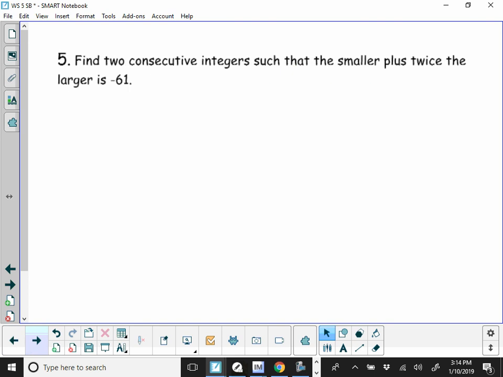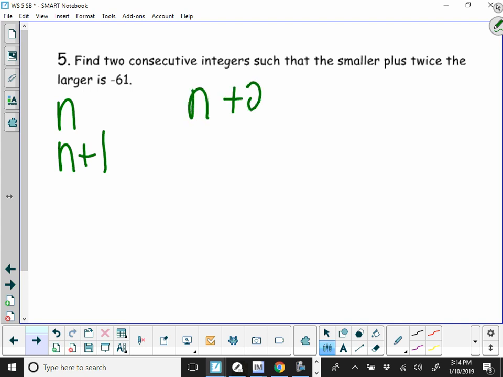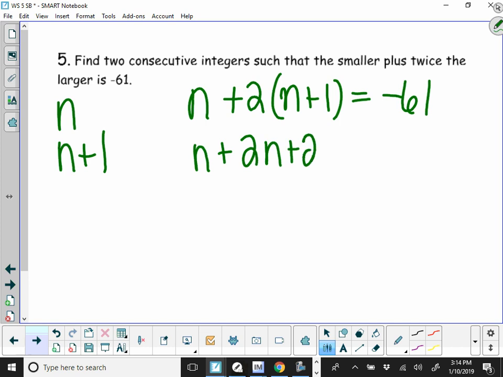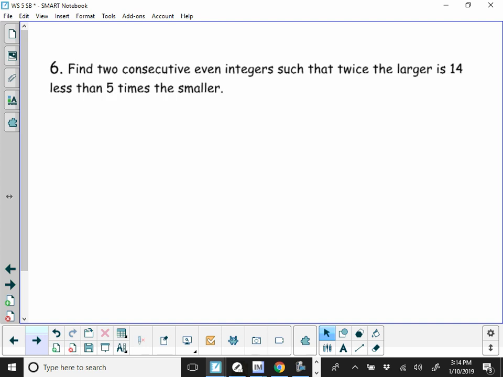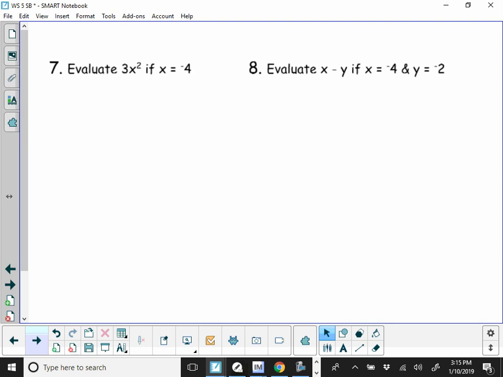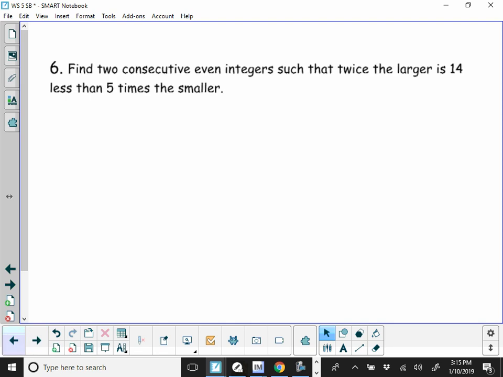Okay, find 2 consecutive integers, so consecutive integers is n and n plus 1, such that the smaller, so n plus twice the larger, is equal to negative 61. So that would give you 3n plus 2 equals negative 61. And then you would solve the two-step equation from there. All right, that will leave you number 6 to do all on your own.